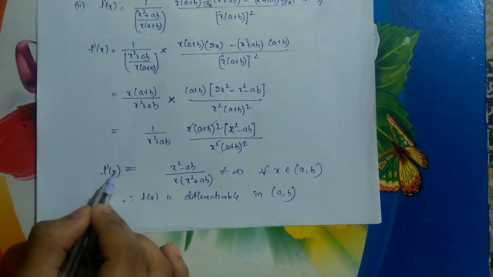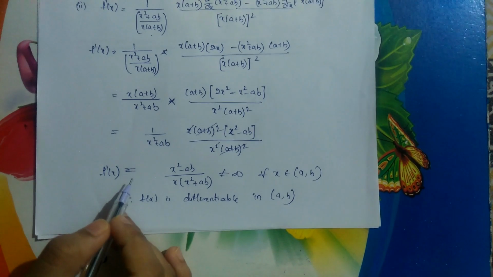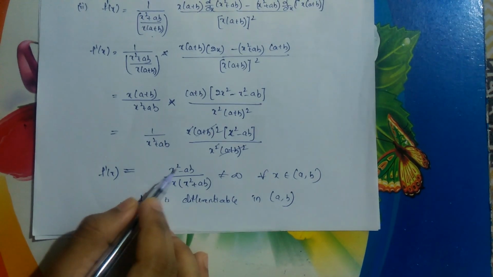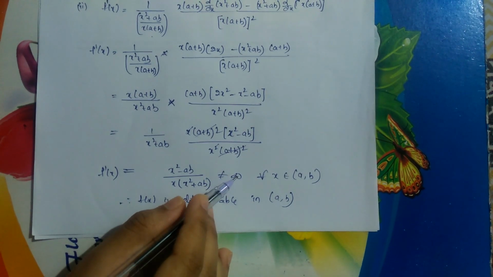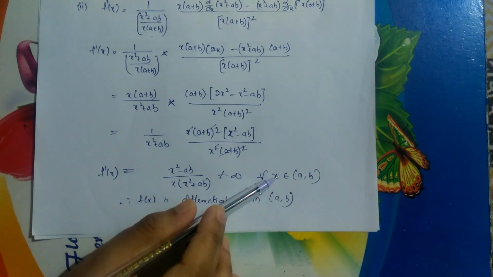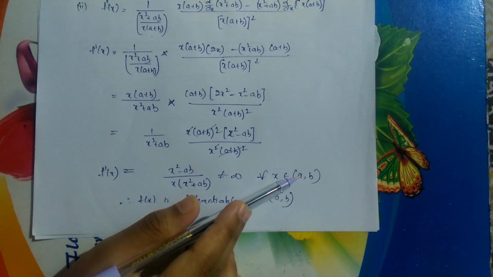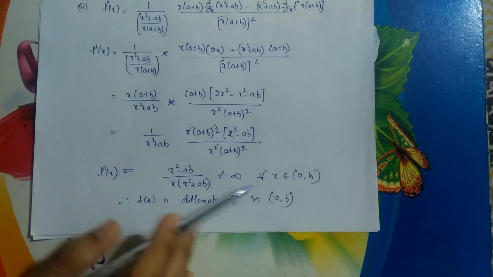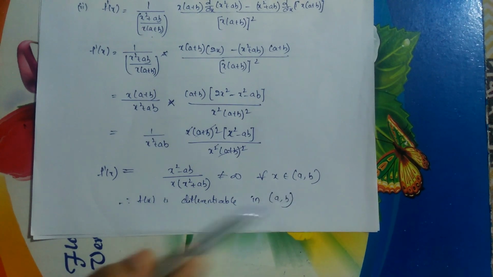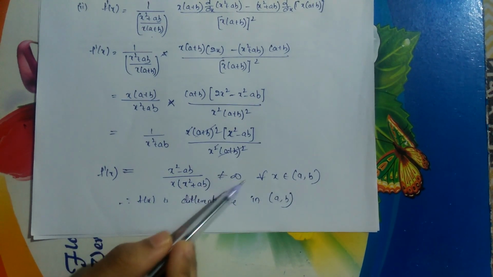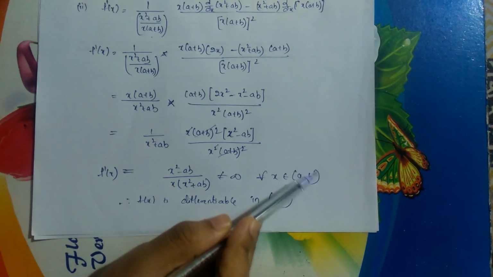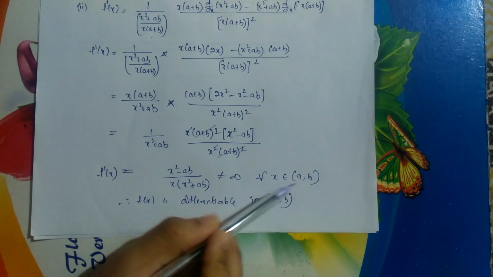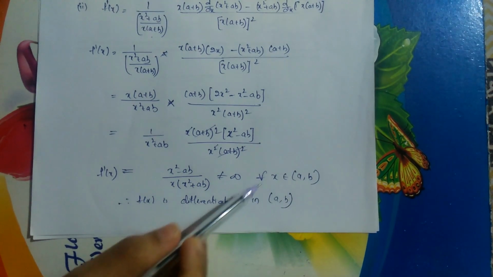So this is f dash of x. It means we differentiated the function f of x. We got it as (x square minus ab) by x of (x square plus ab). And this is not going to be infinity for any value of x which belongs to the open interval a comma b. So whatever the values you take for a and b, you will never get the infinite value. You should not take the values of a and b. You have to take the values which are there in between a and b. So that's why we have written the open interval for the differentiable condition.